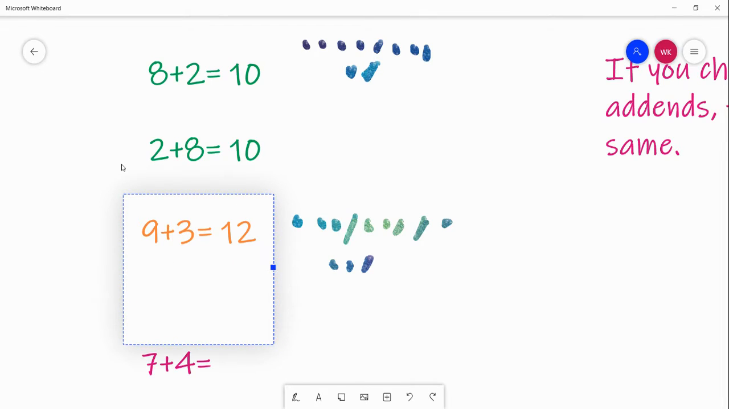Now, what would be our other equation? Remember, all you have to do is switch around the add-ins. What would be our other equation? So it would be 3 plus 9 equals 12, because you're just switching that 9 and 3 around. And if the add-ins switch, it does not mean that the sum is not the same.